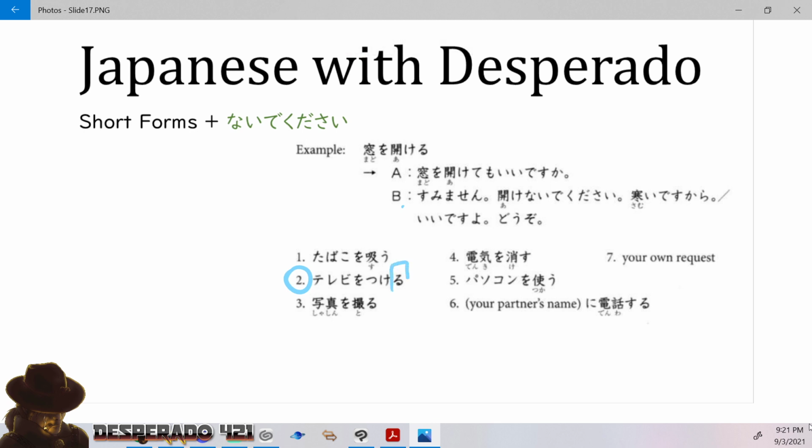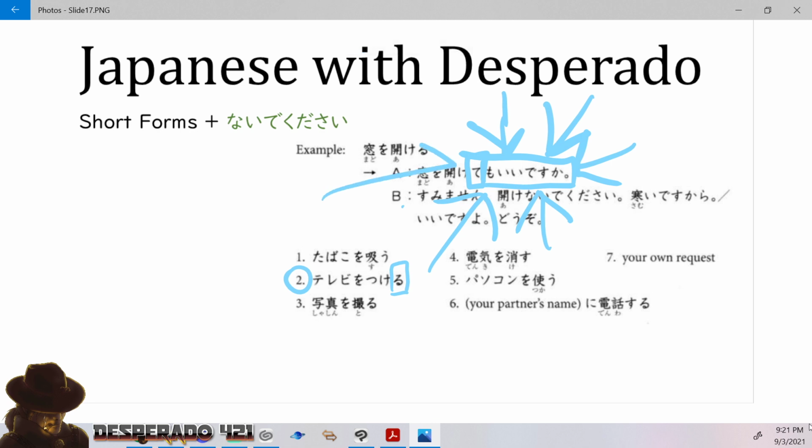And then, just so you know, this is a ru verb. Is that terebi? Terebi. Yay, I can read. All right. Terebi o tsukeru. Tsuke. Terebi o tsukenai de. Chigaimasu. Koko mite kudasai. Koko mite kudasai? Yes, look here.